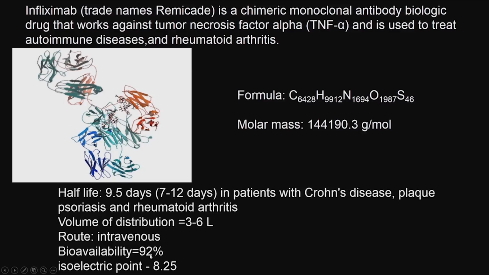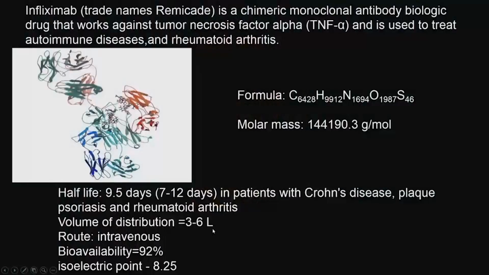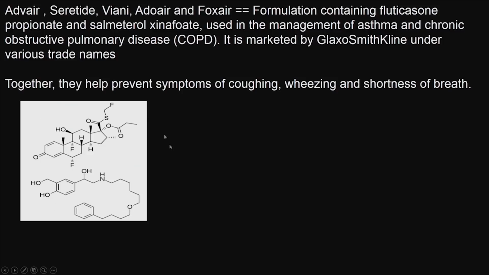Bioavailability is excellent, 92%, because it is given intravenous. There is no problem about crossing the GI, pH stability, all those things. Volume of distribution is 3 to 6 liters. So, very low volume. So, obviously concentration in the blood plasma region will be very high. Now, look at another drug.